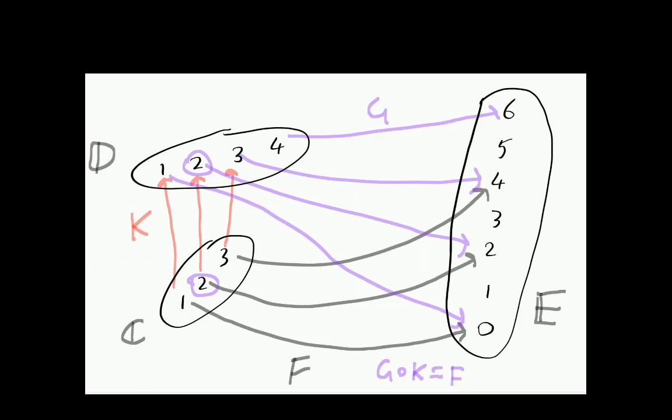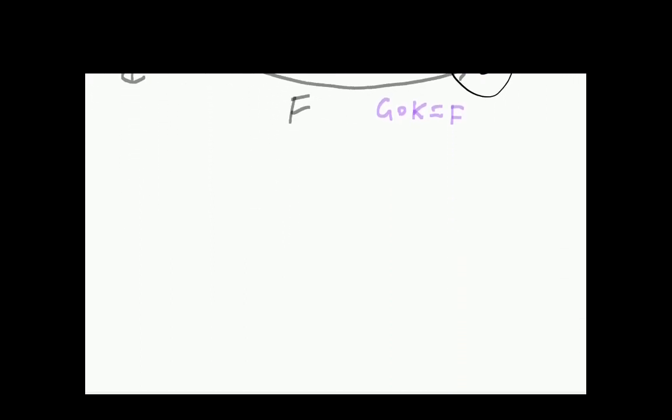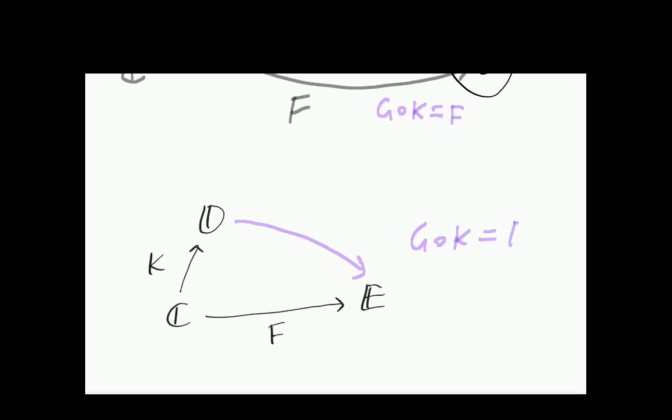So let's think about this situation I've just described a bit more abstractly. We could say that what we've just drawn here is something that's happening in the category Set. In other words, we have sets C, D, and E, and we are given an arrow F from C to E in the category Set, and an arrow K from C to D. And then this extension problem is to find an arrow G such that G after K equals F. That's the idea of an extension problem.